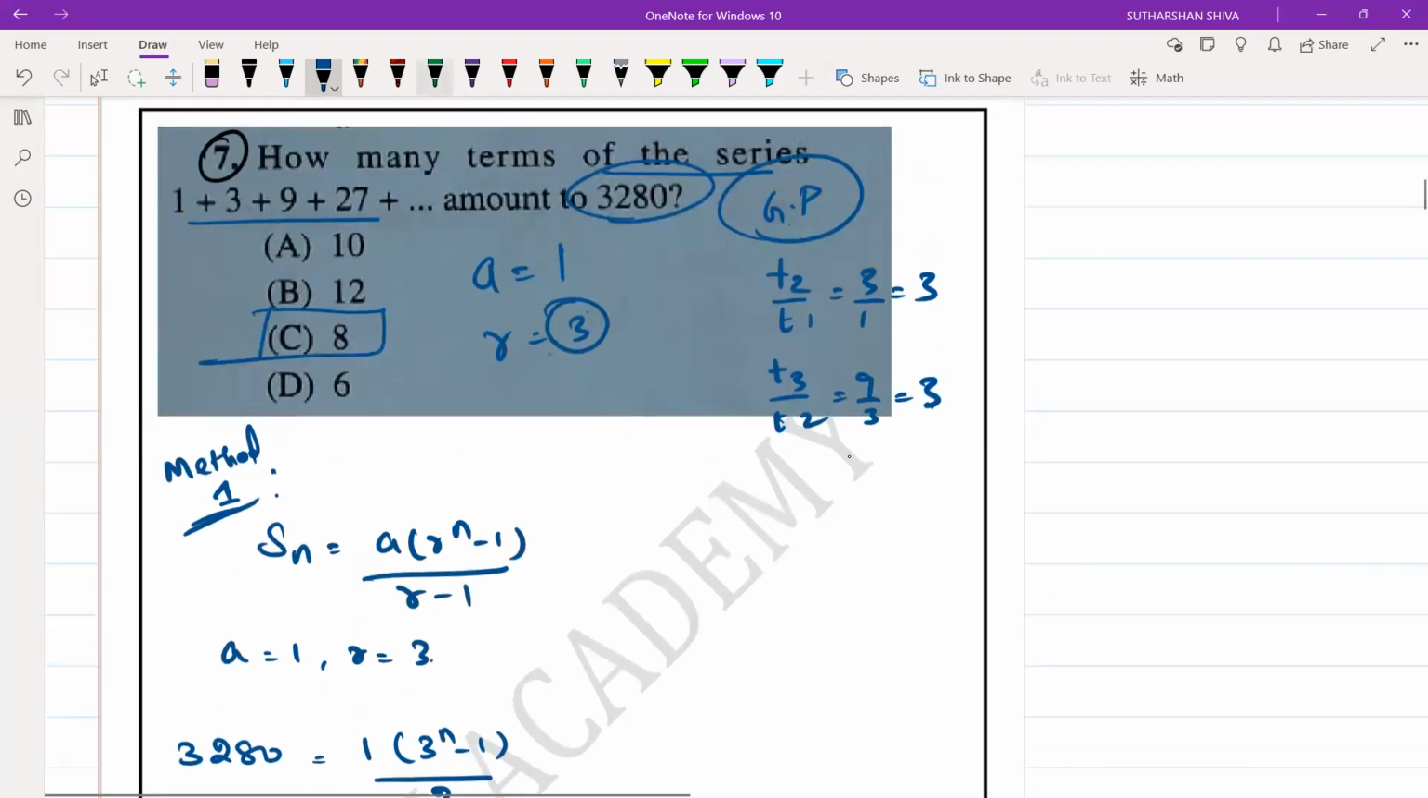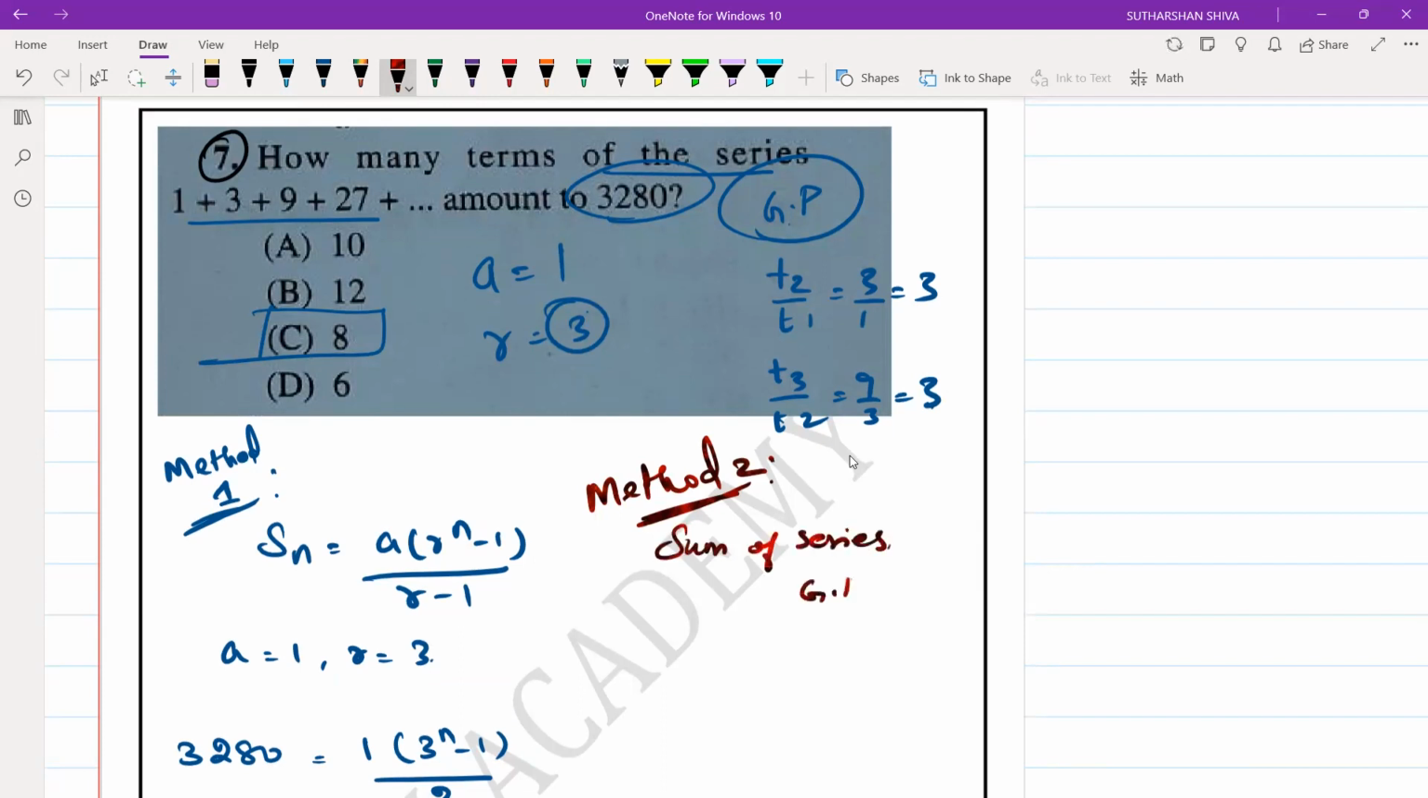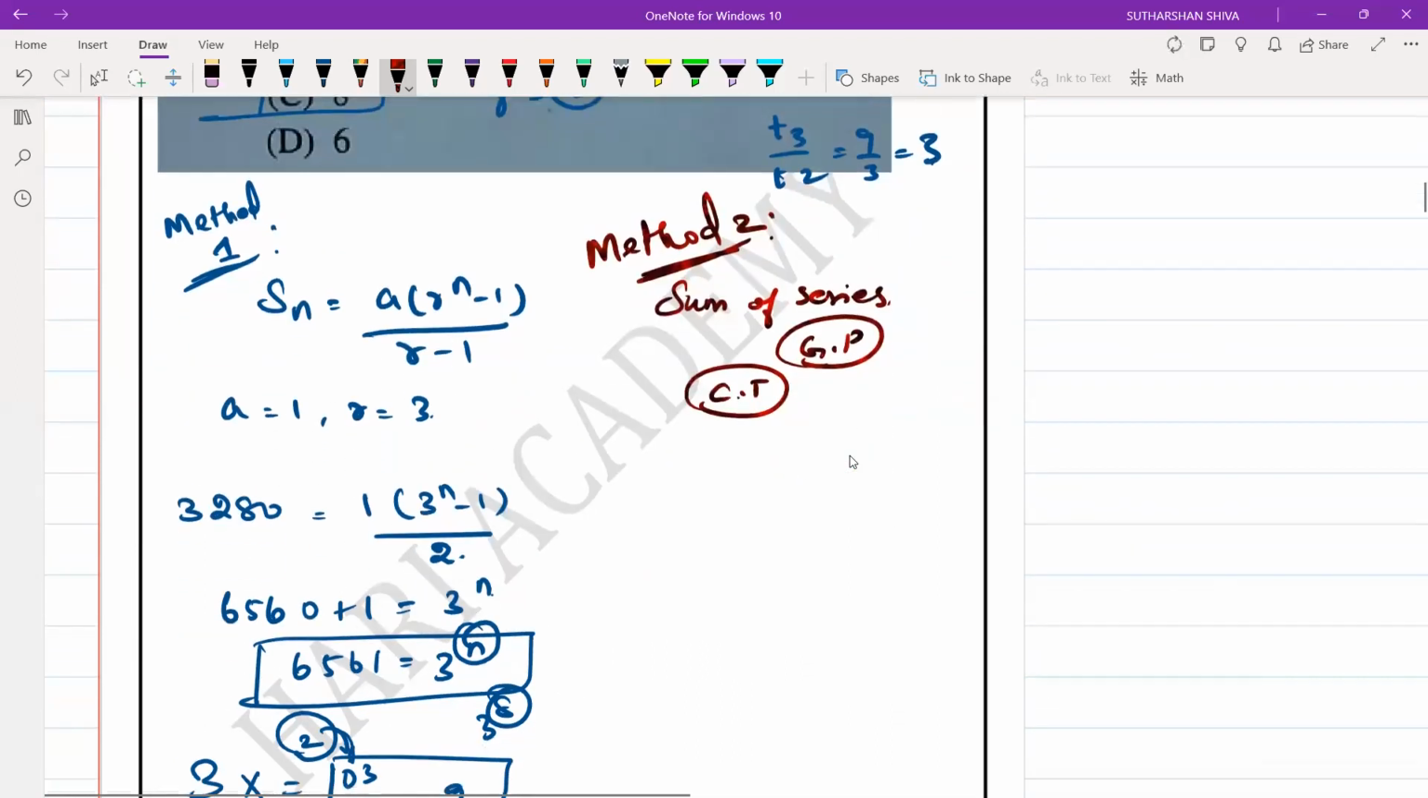This is one way to find the answer. What is method 2? Method 2 is a calculator trick along with the trial and error method. Take a calculator first. Okay, take a calculator. Do what I say. If it is a sum of series, this trick applies for GP. What is the calculator trick? Let's assume, what is the A value? 1. R value? 3. Good.